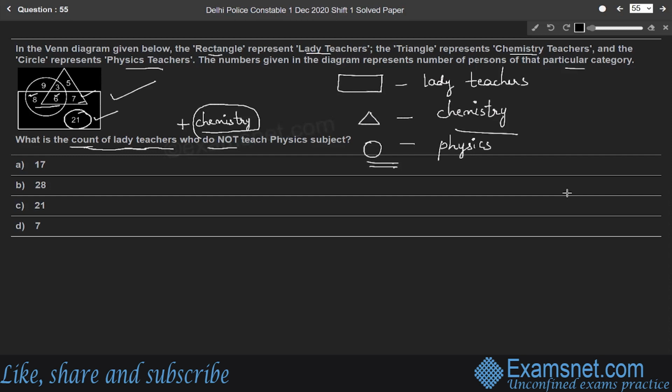So here in the question, the count of lady teachers who do not teach physics subject means who are teaching chemistry, right? Therefore, the count is 21, those who are lady teachers only, and who teach chemistry is 7. 21 plus 7 is 28. Therefore, option B is the right answer.